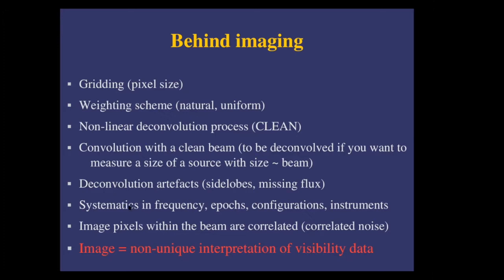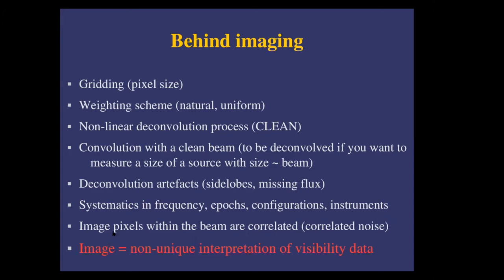If you want to compare different observations, you may have different systematics. For example, in frequency, if you observe at different times, maybe the UV coverage is not the same. That's okay, it's easy to see when you are in the UV plane, but if you do an image, maybe you can be biased and forget this and then make some mistakes. You may have systematics between different configurations, so compact or extended, and of course, between different instruments.